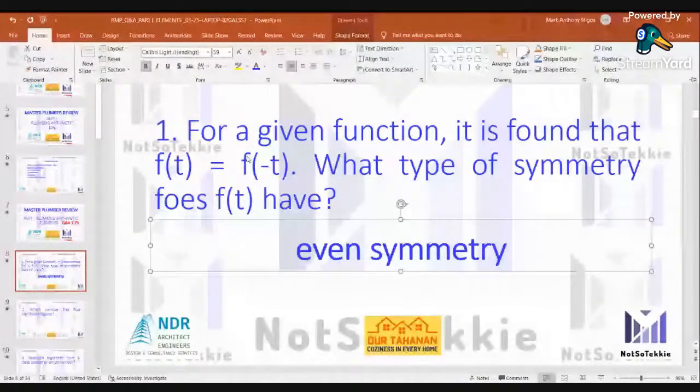For a given function, it's found that f(t) is equal to f(-t). What type of symmetry does f(t) have? The answer is even symmetry.